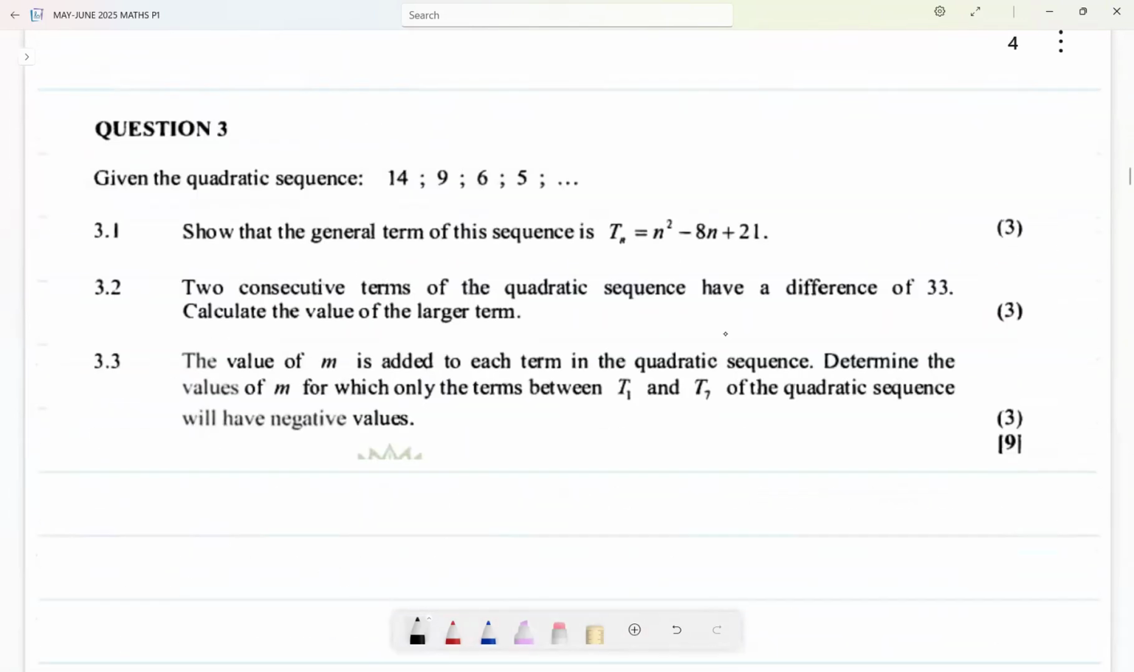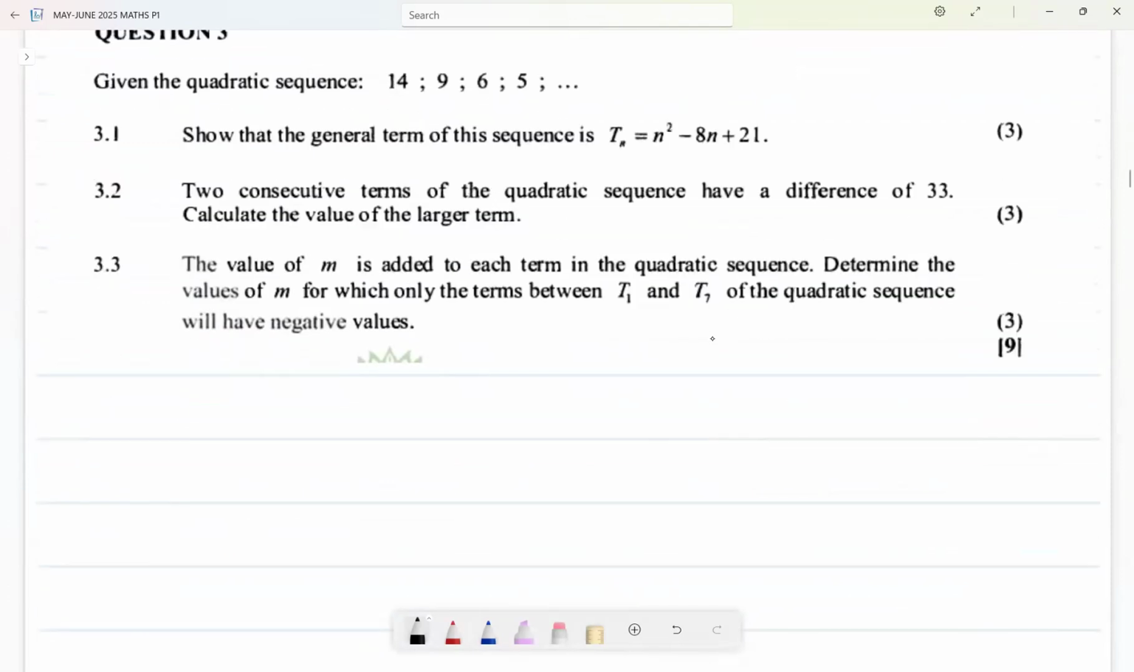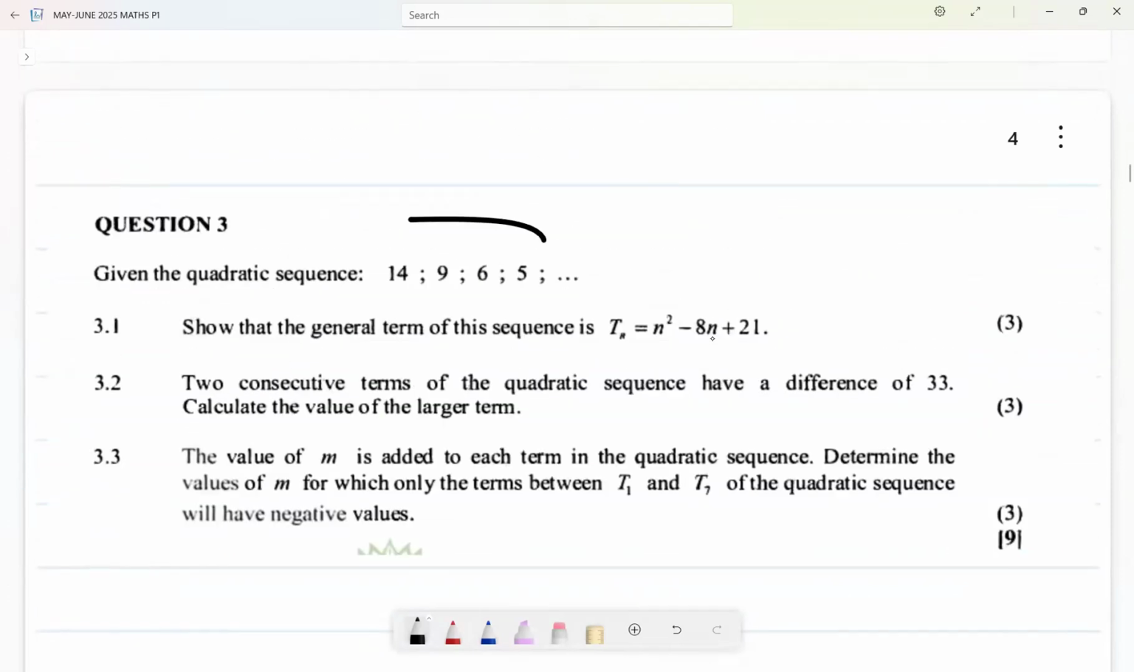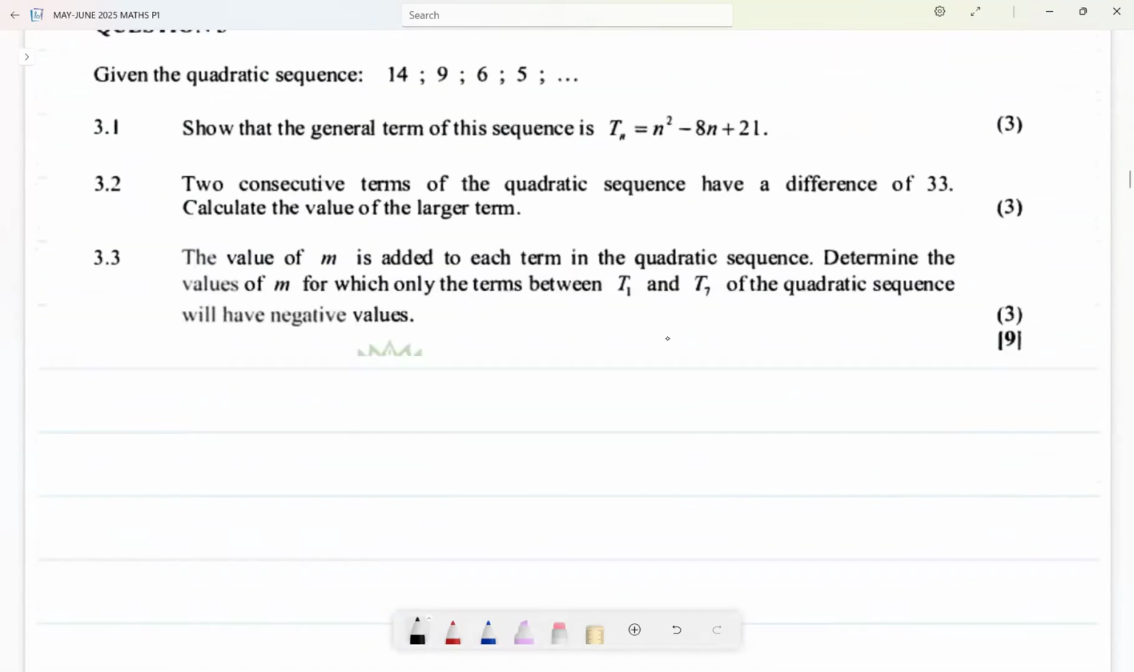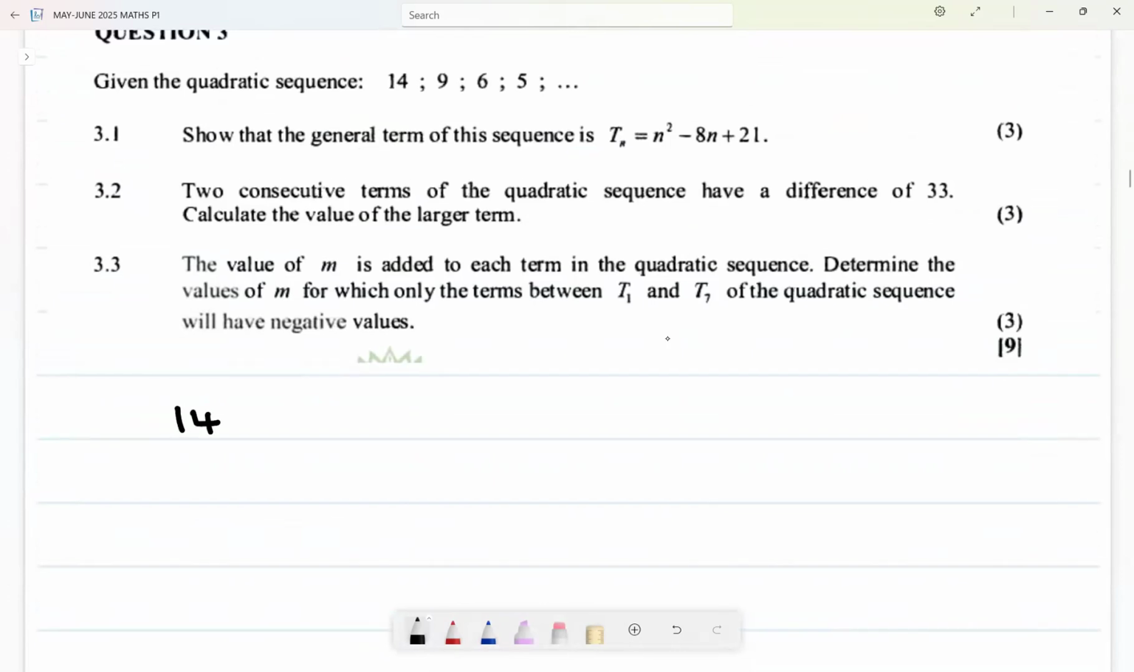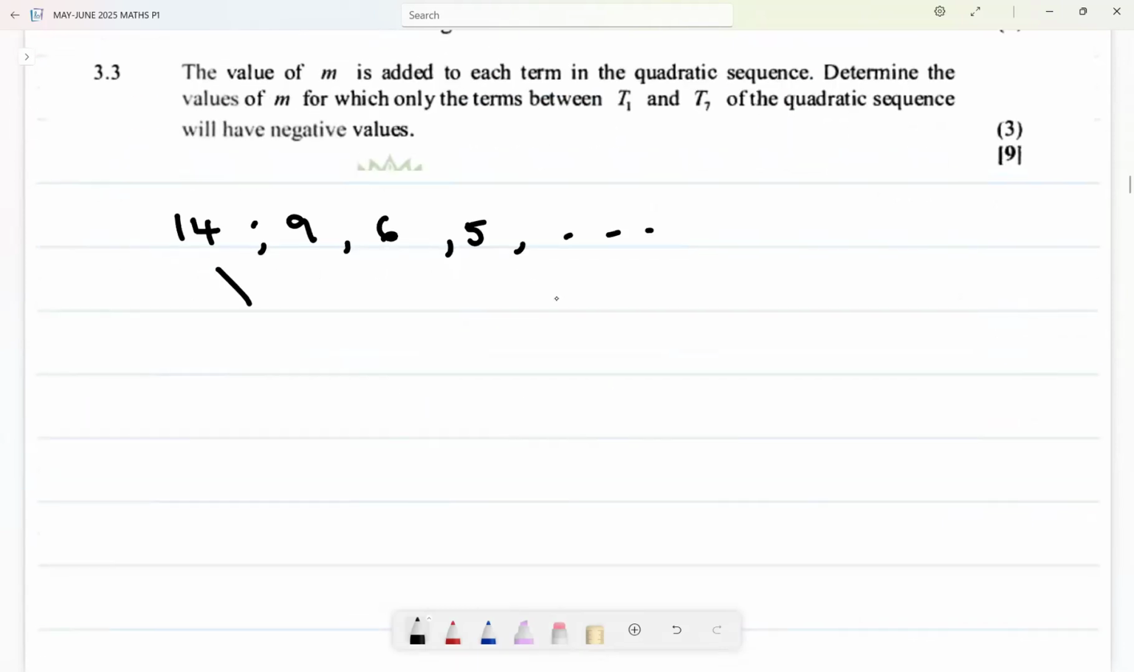Question 2 was not that bad. It was tricky. So consider the quadratic sequence like that. Tn is equal to that, and I have 14, 9, 6, 5, and so on. Show that the general equation is given by that. Okay, guys, this is grade 11 stuff. What's interesting or special about a quadratic? It has a second constant difference.